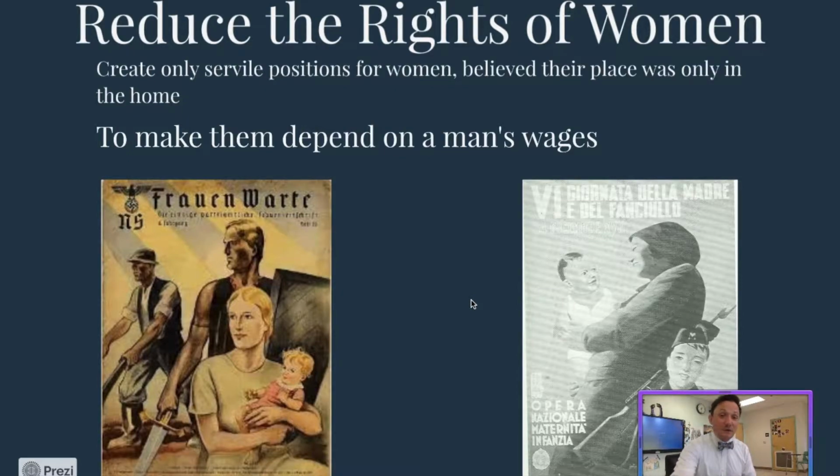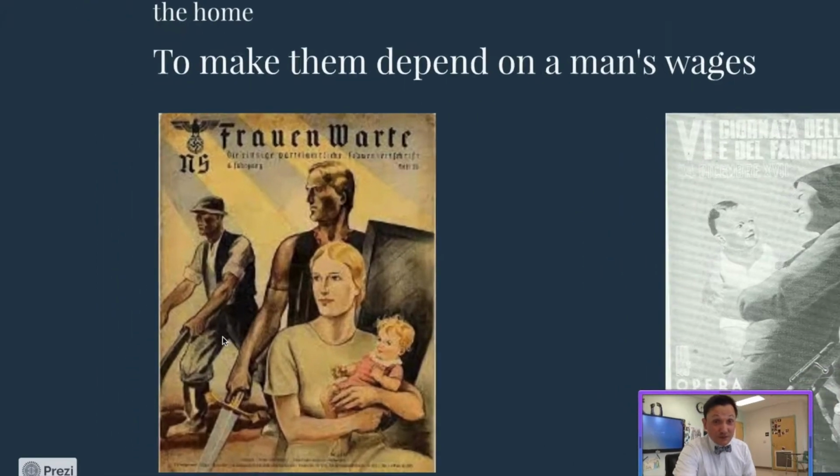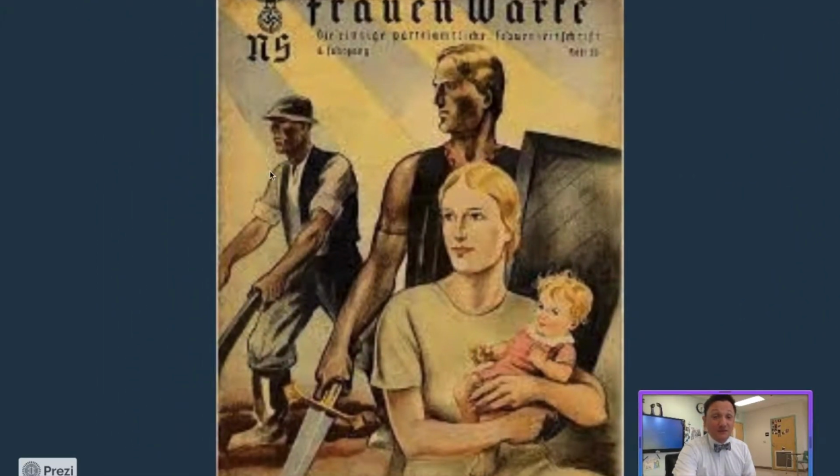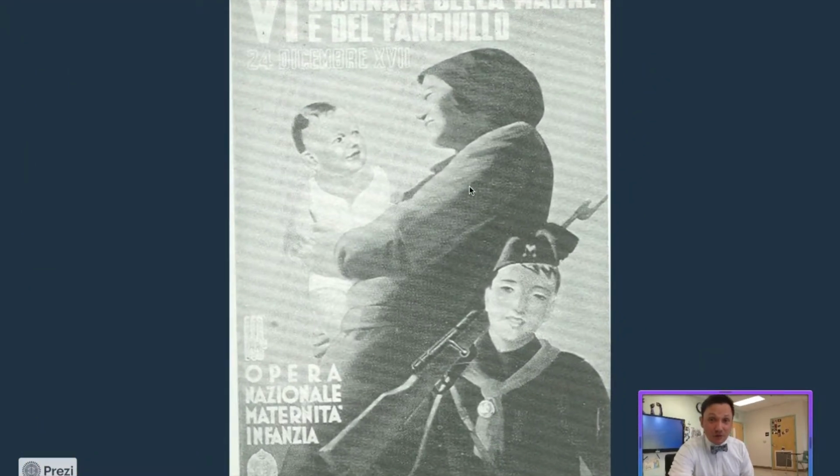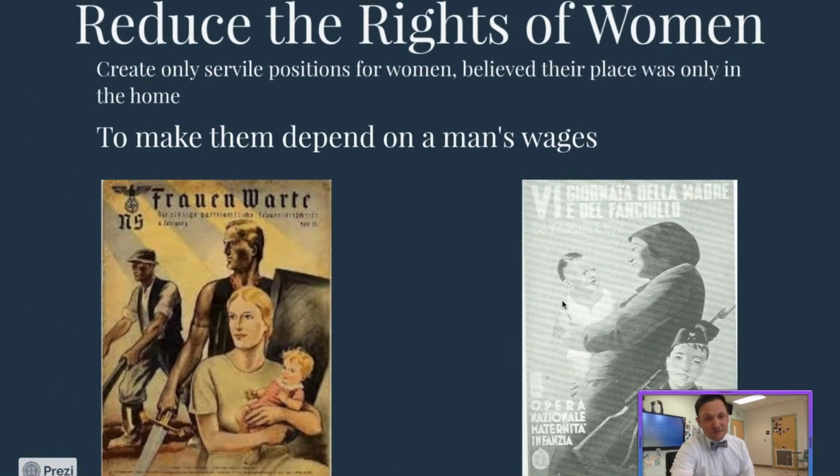So this is a big part of the Frauenwarte, which literally means women's work. And you see the man is the defender, the laborer, and the woman right here is raising a child, right? This is an Italian one that shows that a woman is the raiser of children and the raiser of fascist youth, right?